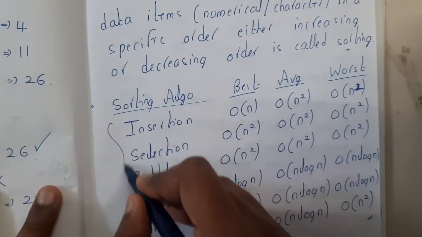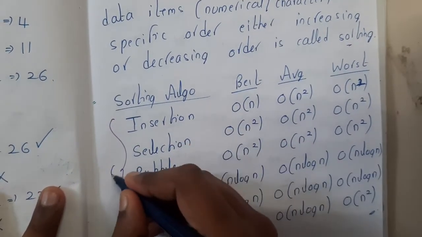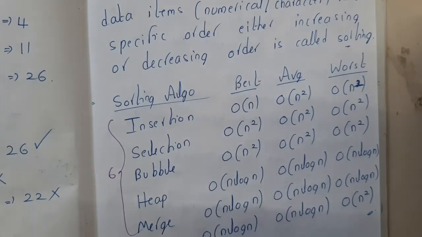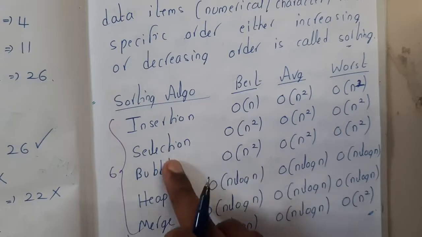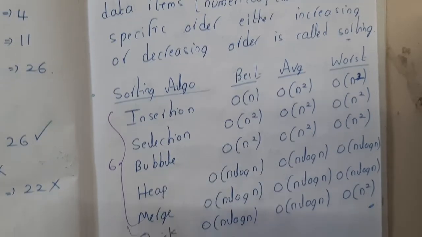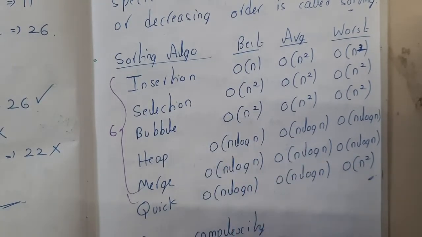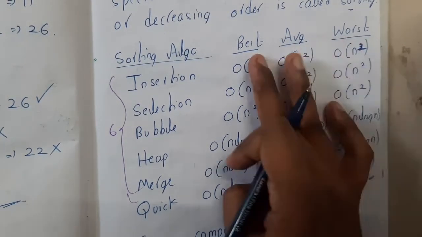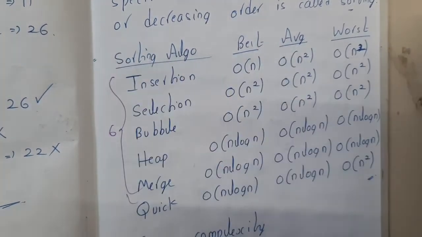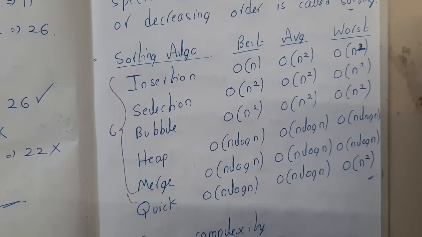The most popular algorithms for sorting are these 6 algorithms, guys: insertion, selection, bubble, heap, merge and quick. We'll be discussing each and every one in detail, so there is nothing to worry about. We'll be deriving these time complexities also, so there is nothing to remember, guys. If you understand the logic, how it is working, you can remember it.